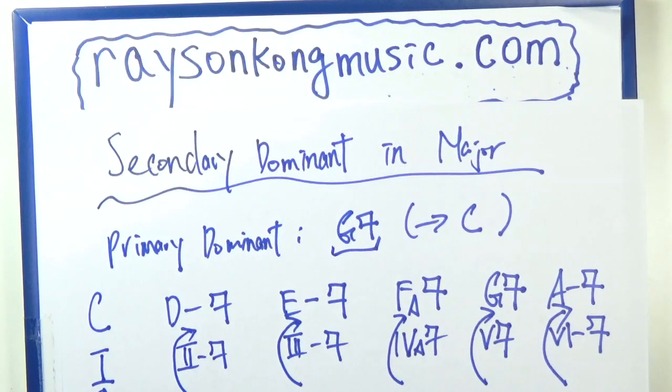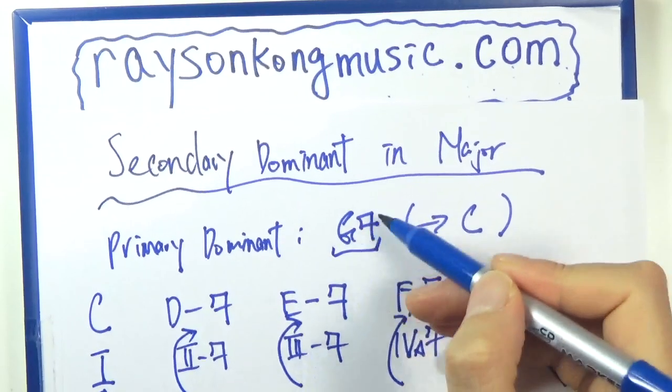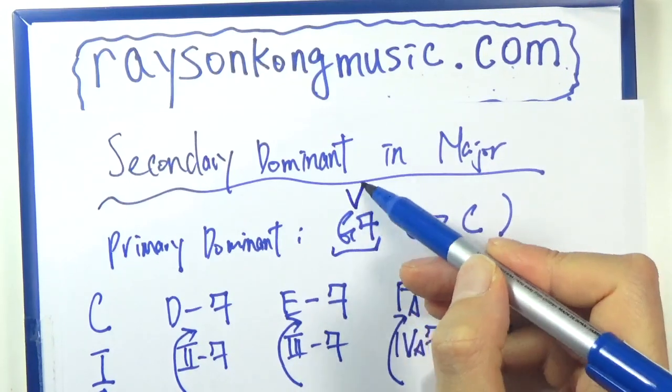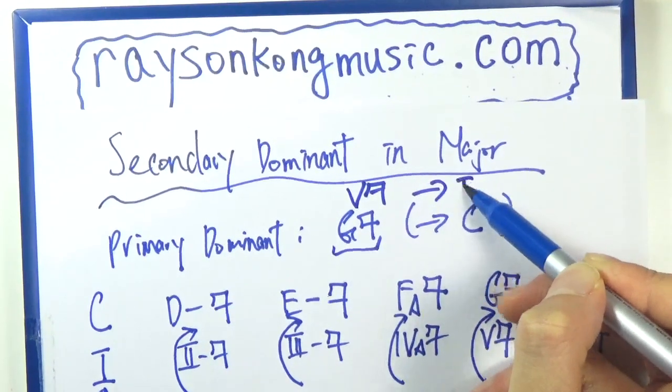Hello everybody. Today we will look at the secondary dominant chords in major key centers. So we will work within C major. And first of all, our primary dominant, if we are in C major, would be G dominant 7. And usually that would resolve to the 1 chord, right?